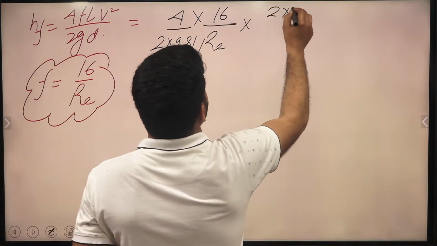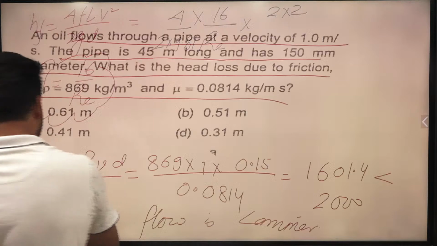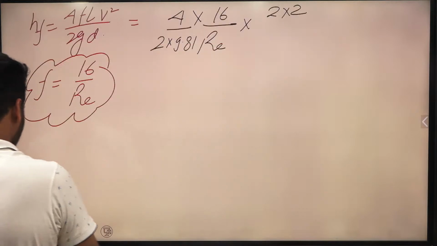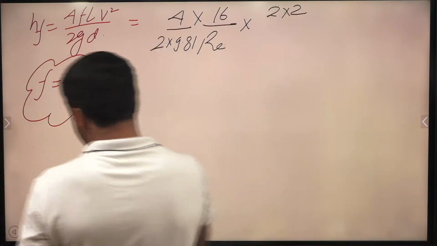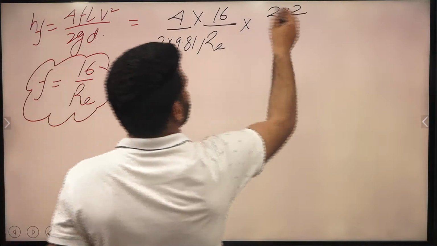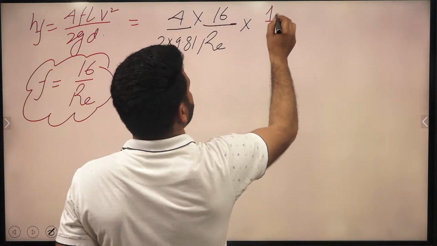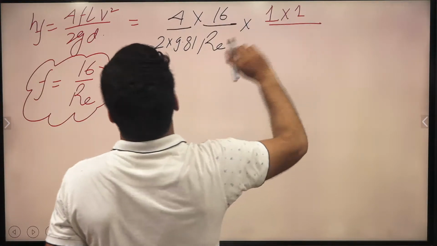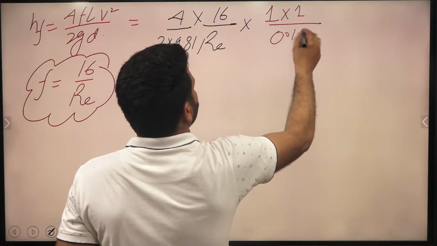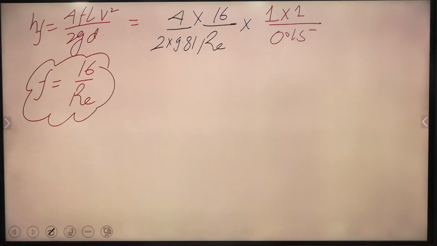Velocity is, I think, 2 or 1. Let me check. Velocity is 1, not 2. So the velocity given to us is 1, so 1 into 1, only 1. So I'm just writing it directly: V square upon D, diameter is 0.15. So solve this one and let me know what is the answer.